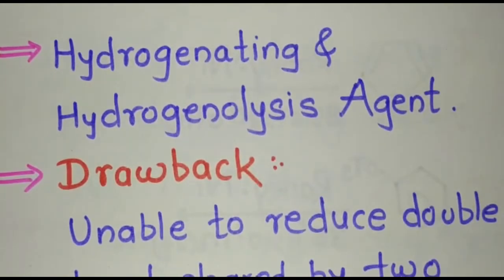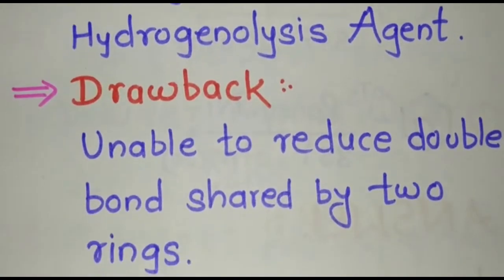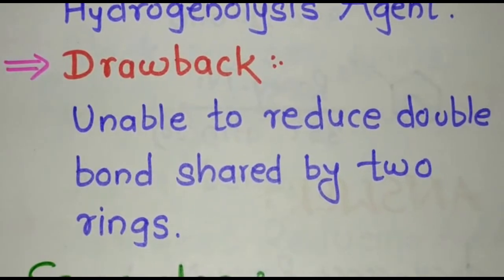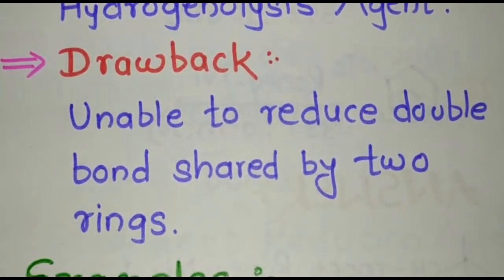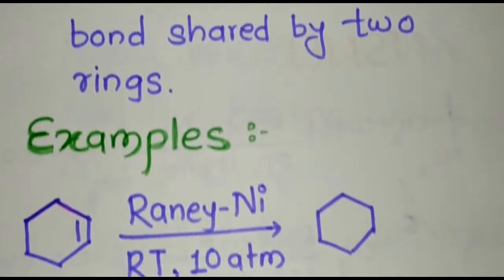Now we will see the drawback of the Raney nickel. It is unable to reduce the double bond shared by the two rings. Remember that the Raney nickel is unable to reduce the double bond shared by the two rings. Now we will see some very basic examples for the Raney nickel.